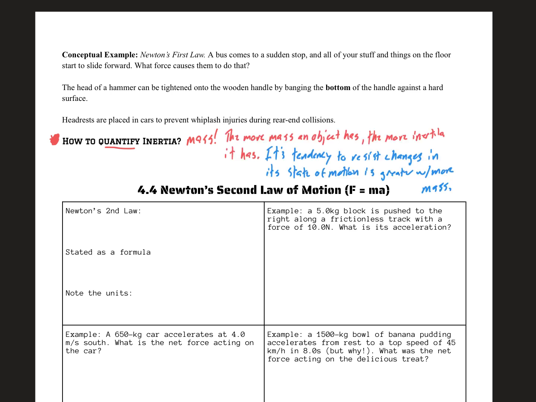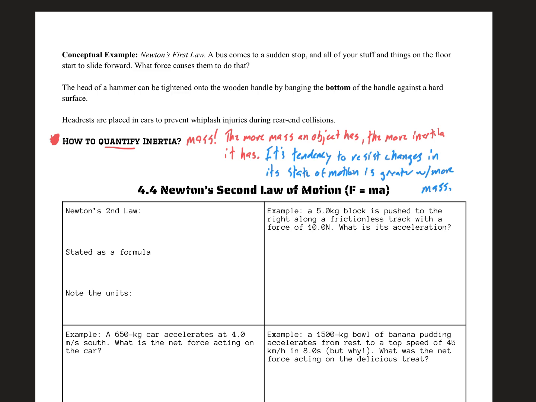You can also say its tendency to resist changes in its state of motion is greater with more mass. So mass tells you how much inertia it has. If it has more mass, it has more inertia. If it has less mass, it has less inertia. In other words, it's simply harder or easier to move based on the amount of mass the object has. Kind of cool.